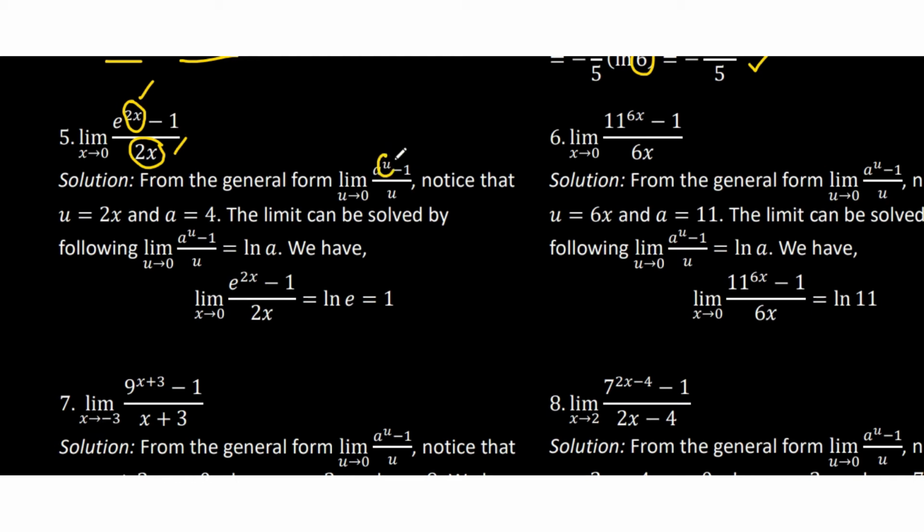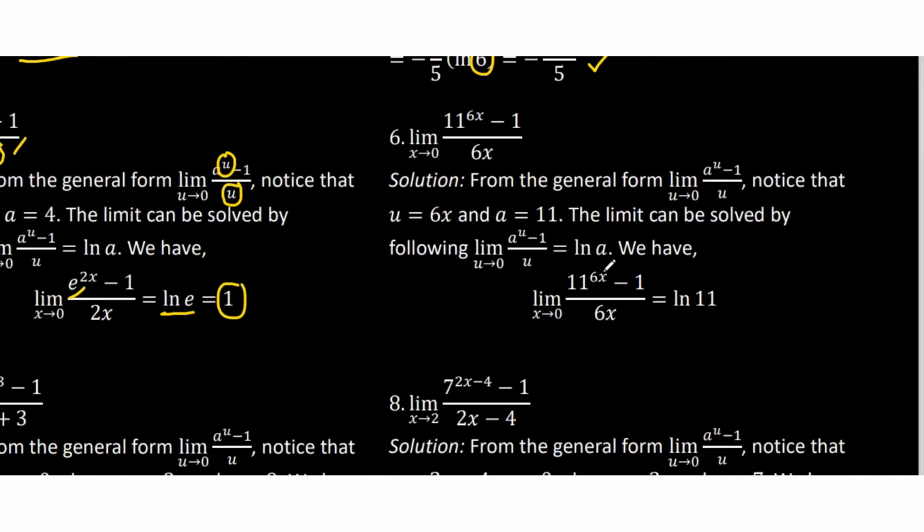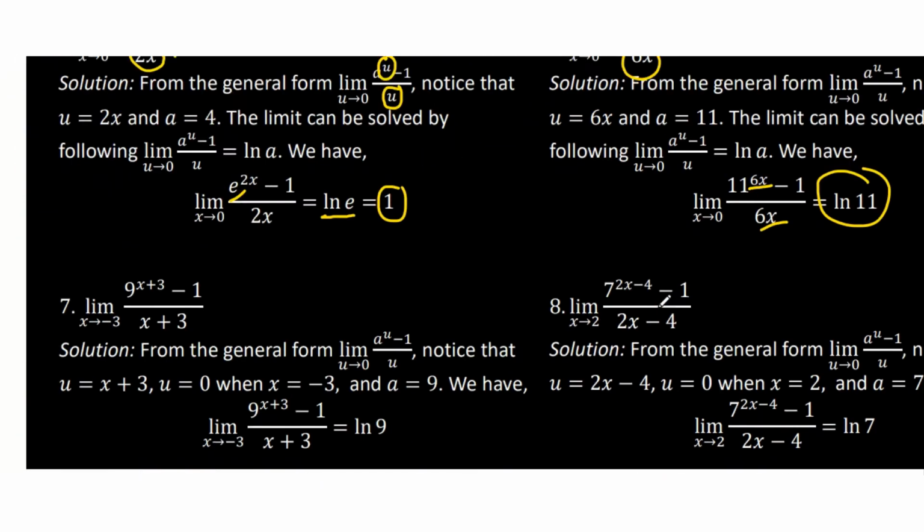Kasi yun naman ang sabi ng rule natin, u and u, where u is any expression. At ang gagawin na lang natin ay kukunin natin ang base which is e. Get e, so we have ln of e. And that is 1. Okay? Dito sa number 6 naman, 6x, and this is also 6x. And the base is 11. Now get the base which is 11, and you got it. ln of 11. No more problem at all kasi 6x and 6x are already the same.